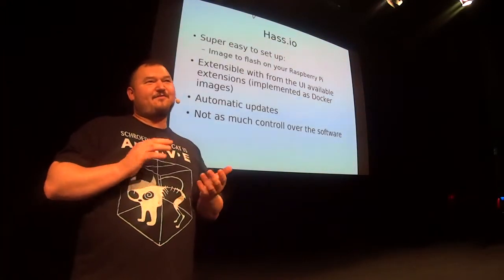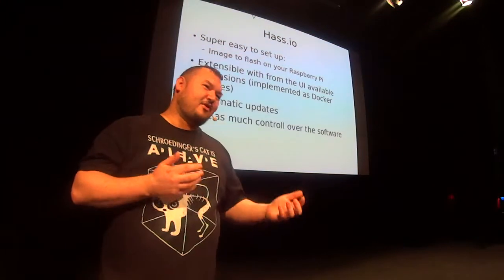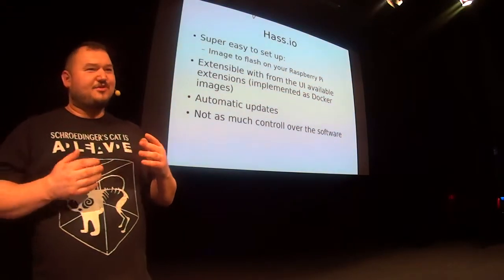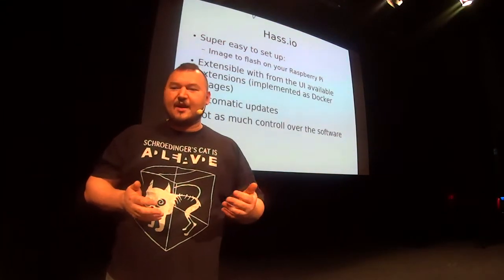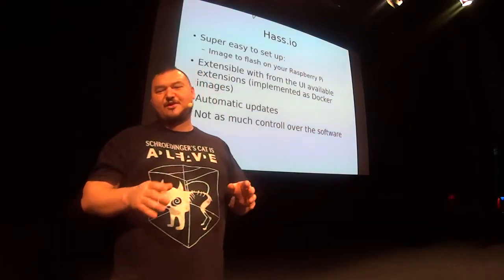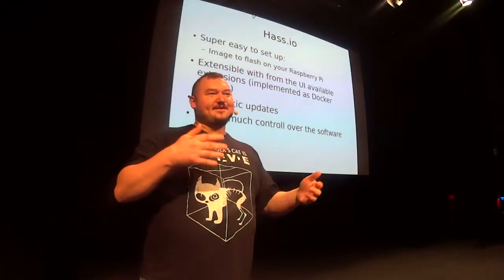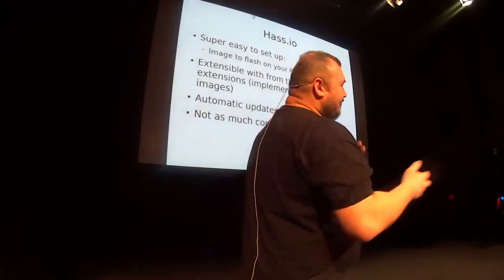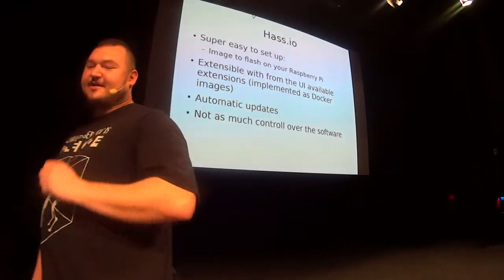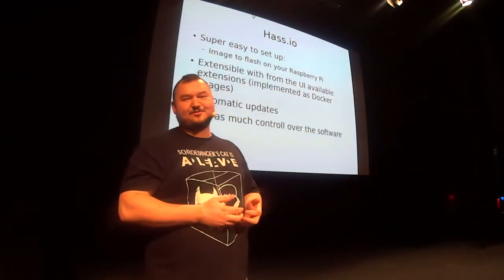So if you would like to test it or install it, there is a nice side project of Home Assistant, which is called Hass.io, which is an image which you just flash on your Raspberry Pi. And they have basically an app store with extensions, which are all implemented as Docker images. Which is nice because then if some extension goes wild, it doesn't break everything, it just breaks the one thing, because of the containment. It has automatic updates, which is also realized with those Docker images, which is super nice.